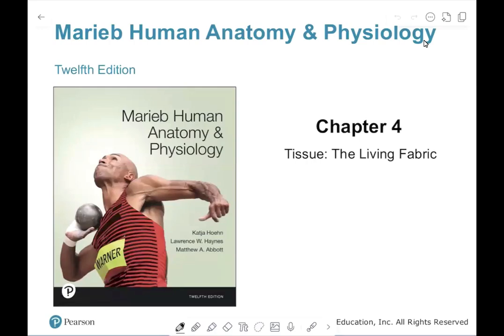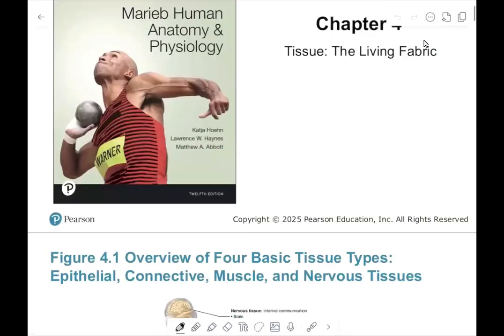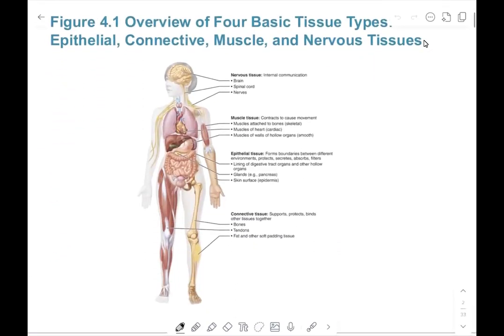Chapter 4 is on histology, which is the study of tissues. On our first slide here, we can see the various examples of tissue all throughout the body. So we're going to start from the top here.